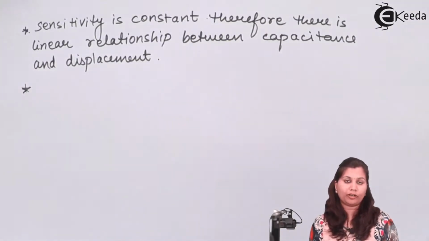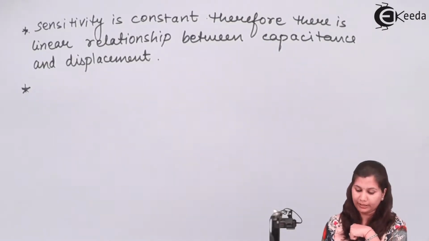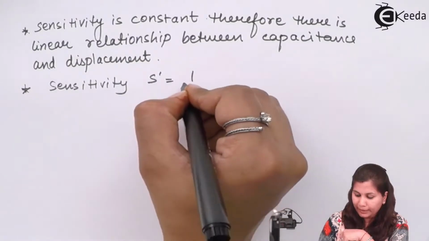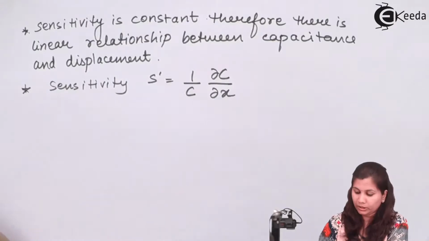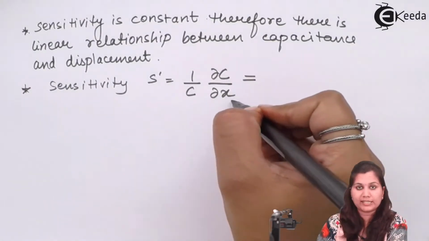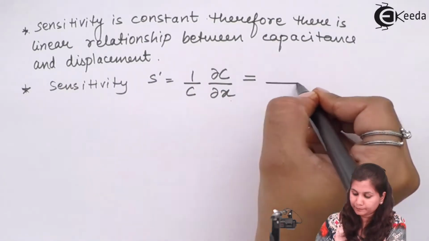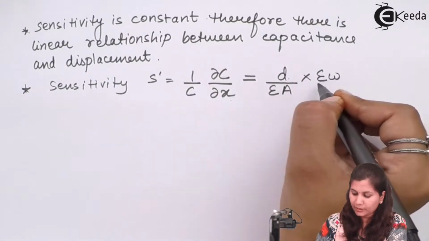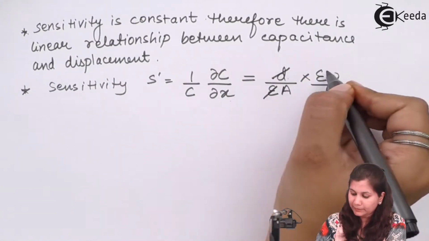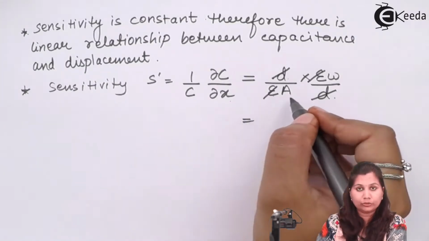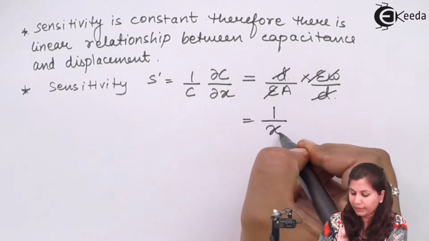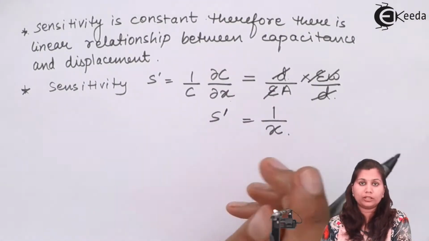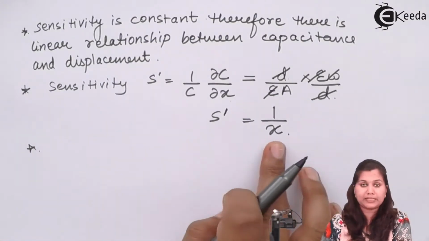Now, if we see the sensitivity for a very fractional change in the capacitance, for a very minute change in capacitance, the sensitivity will be S dash equals 1 by C del C by del X. Here, the capacitance C is epsilon A by D, and del C by del X we have already calculated, it is epsilon W by D. D and D cancel, epsilon is constant, area is X into W, so W and W also cancel, and we are left with only 1 by X. So you can say that sensitivity is inversely proportional to the length of the parallel plates, or we can say the displacement.